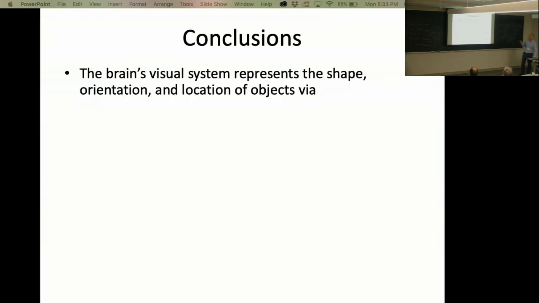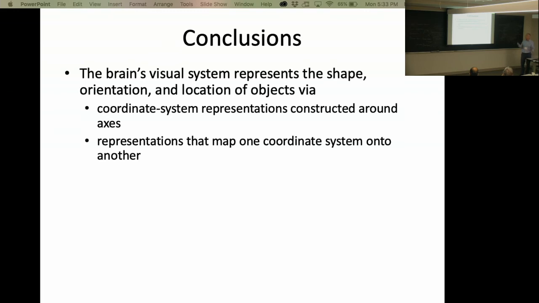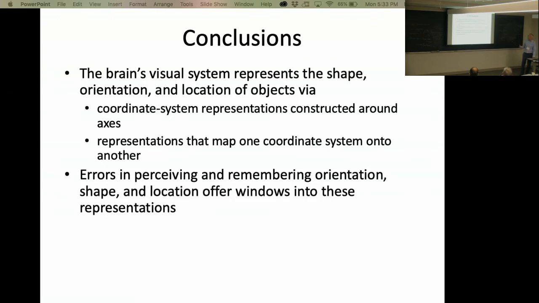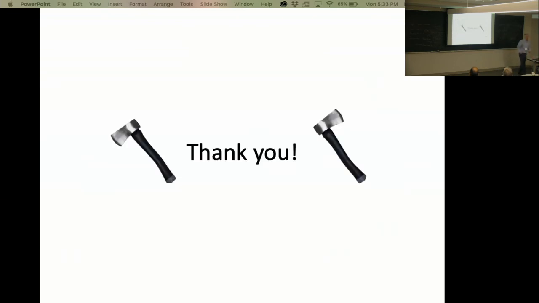All right, to wrap up, these are just what I said before. The brain's visual system is using coordinate system representations constructed around axes and representations that map coordinate systems onto one another. And errors can offer windows into these representations, and at the same time help us understand the errors that we made. And thanks for your patience.